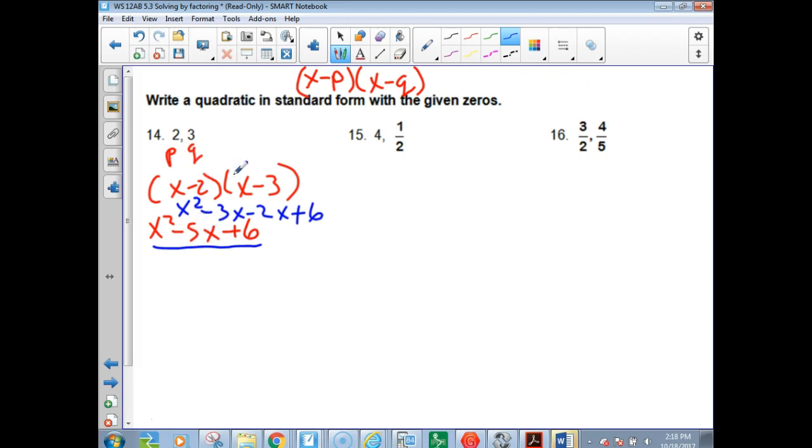But it would still have those zeros. Okay, you'd have to multiply every term. So this is just your simplest standard form quadratic with those zeros. This one, the first one's simple. We have x minus 4.